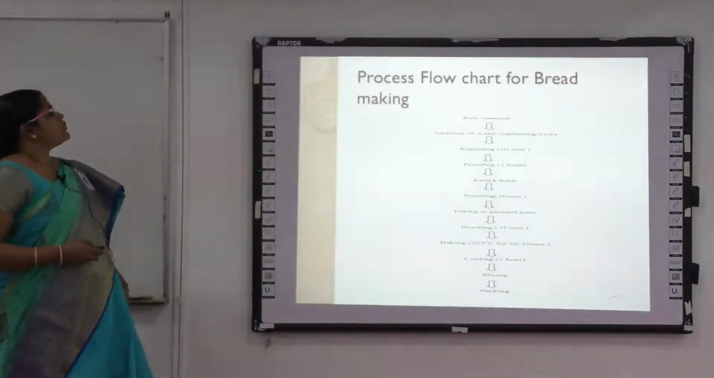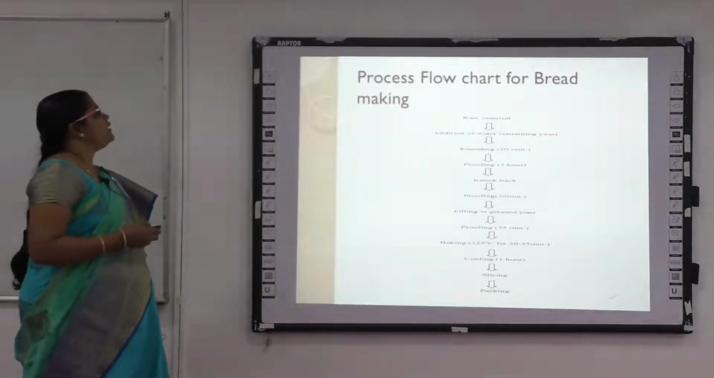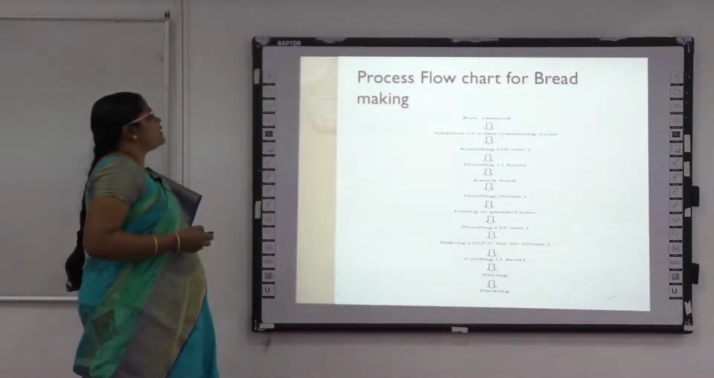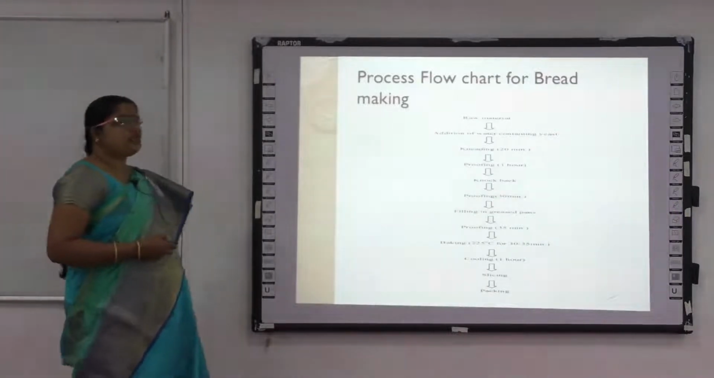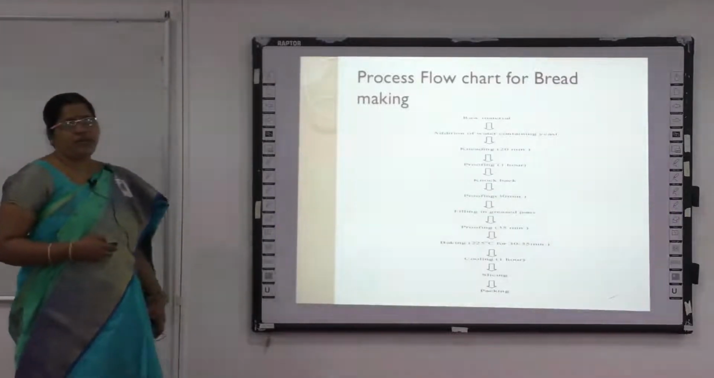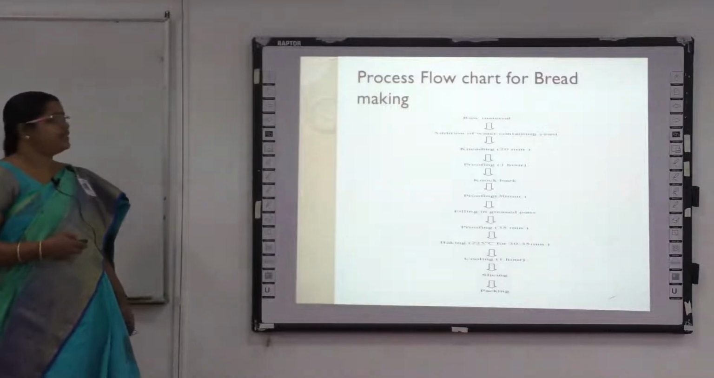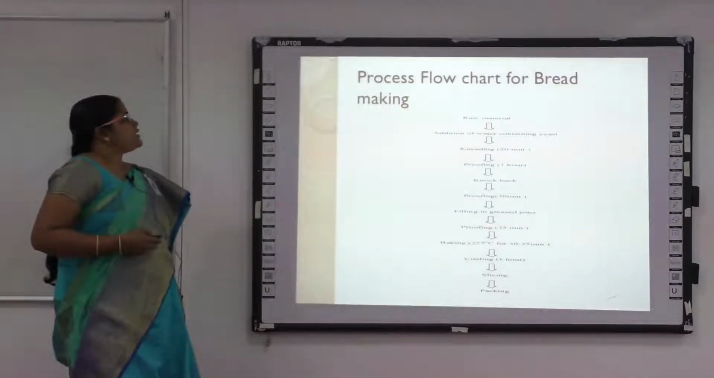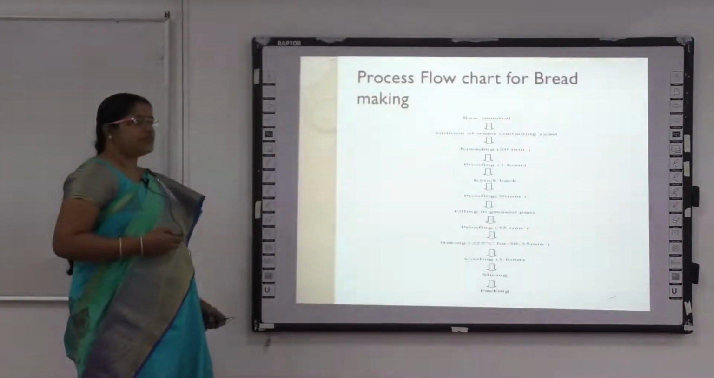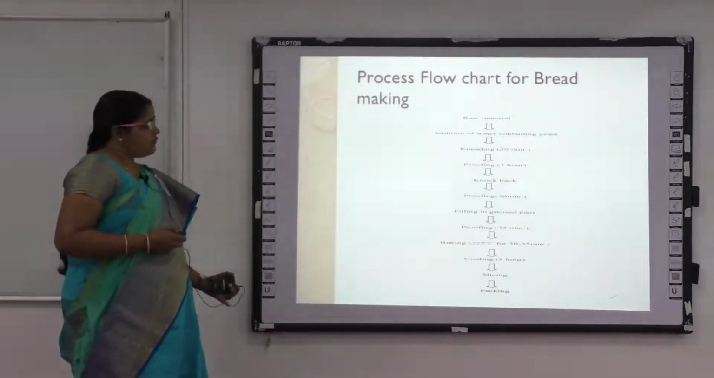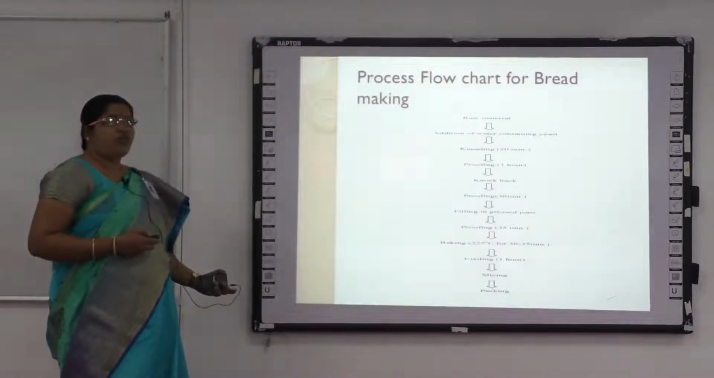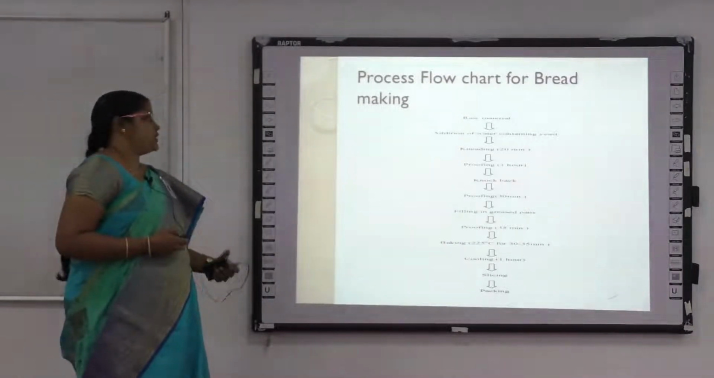Next is the process flow chart for bread making. The first step in bread making is selection of raw material. As I told in the previous slide, the major raw materials are refined wheat flour, yeast, water, fat, sugar and salt.